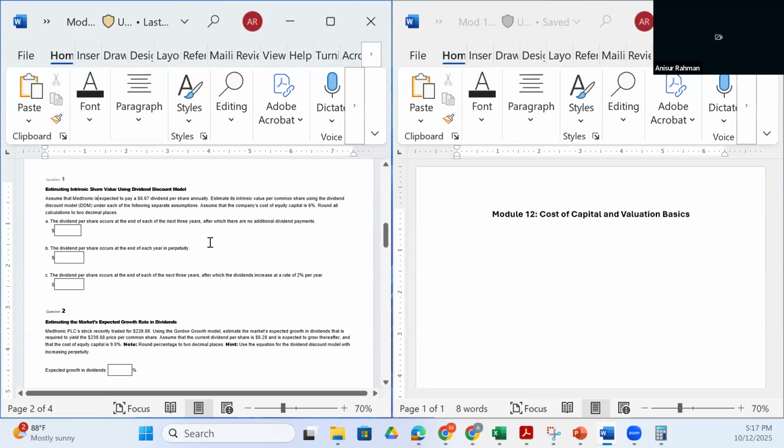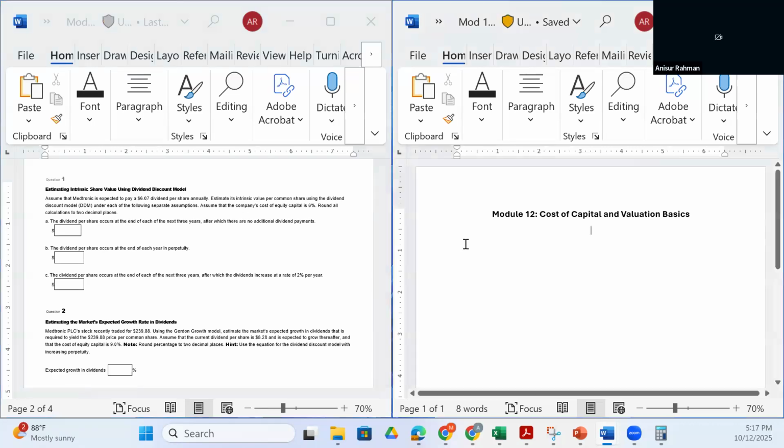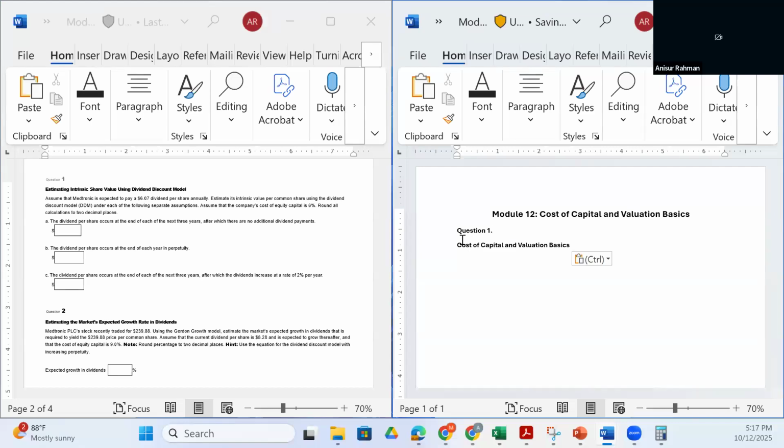The dividend per share occurs at the end of each of the next 3 years, after which there are no additional dividend payments. So question 1, Part A. We have D1 is equal to 6.07, D2 equal to 6.07, D3 is also 6.07.